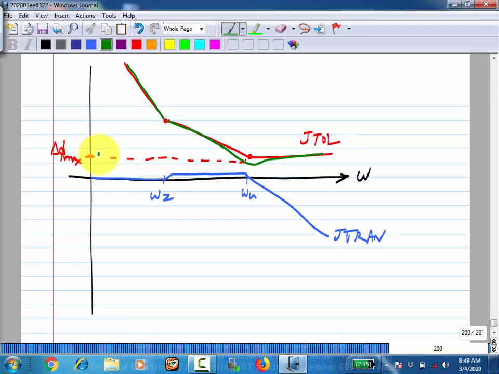Why does this happen intuitively? How can it be that jitter tolerance is smaller than phi max? What is phi max? That is the amount of movement in the clock from the center of the data so that the bit error rate increases beyond a certain value. Why does this happen?